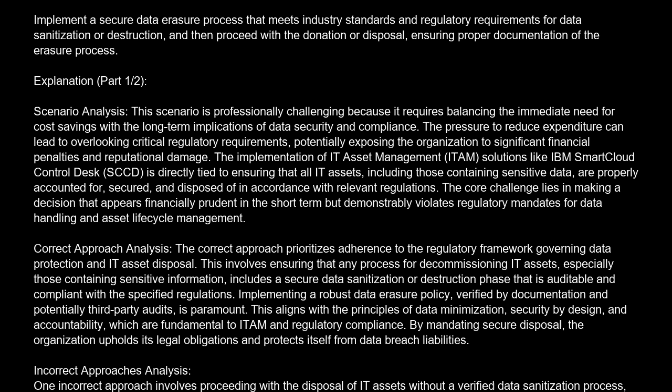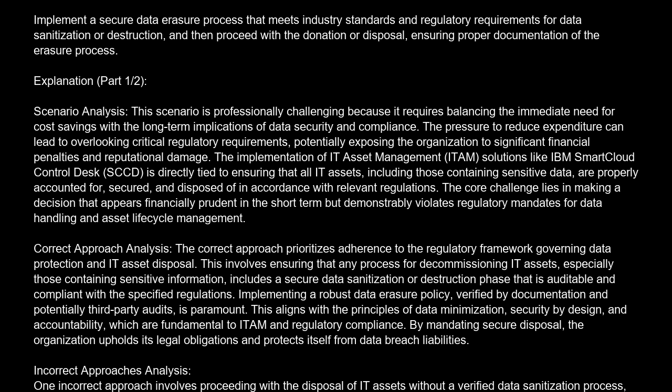to ensuring that all IT assets, including those containing sensitive data, are properly accounted for, secured, and disposed of in accordance with relevant regulations. The core challenge lies in making a decision that appears financially prudent in the short term, but demonstrably violates regulatory mandates for data handling and asset lifecycle management.